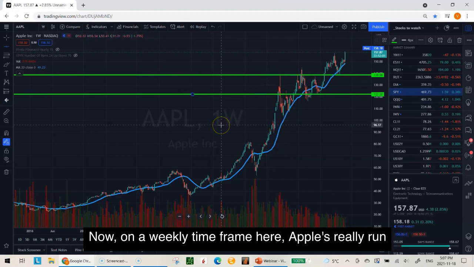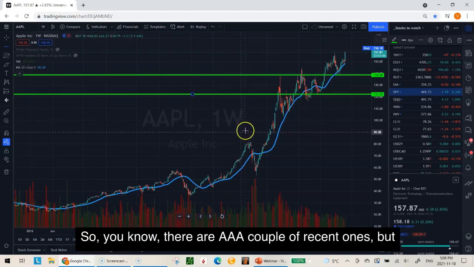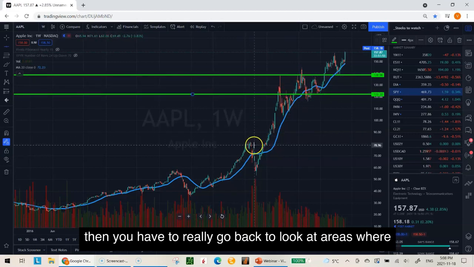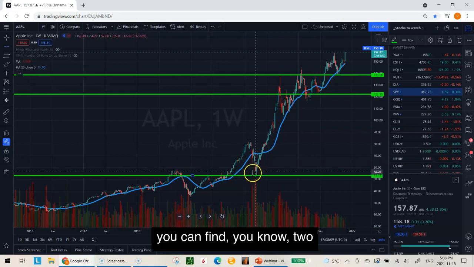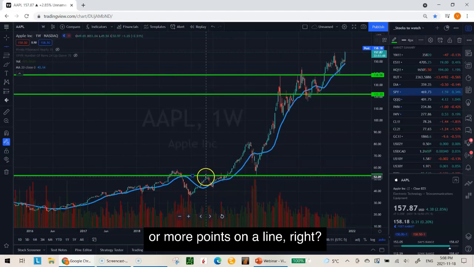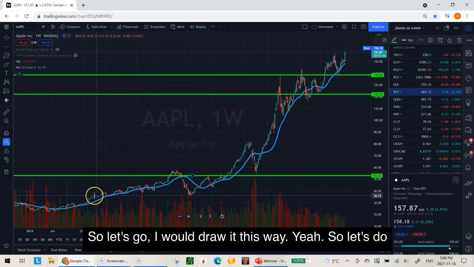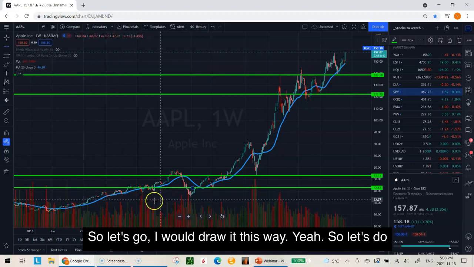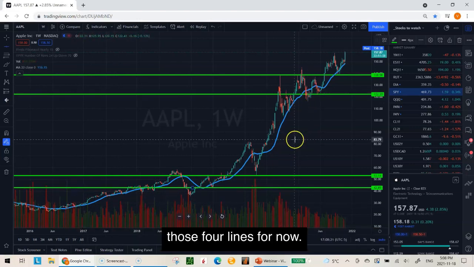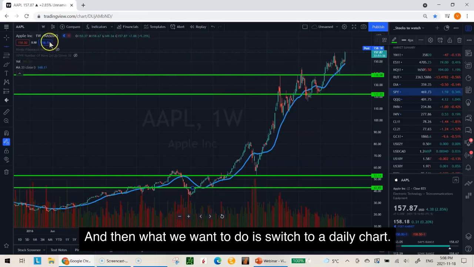Now, on a weekly time frame here, Apple's really run over the last few years. So there are a couple of recent ones, but then you have to really go back to look at areas where you can find two or more points on a line, right? So let's go, I would draw it this way. Yeah, so let's do those four lines for now. And then what we want to do is switch to a daily chart.